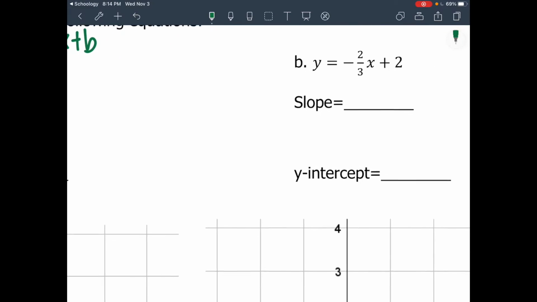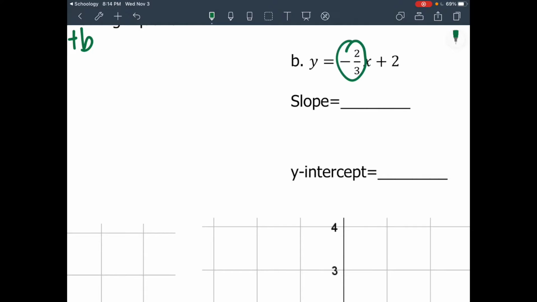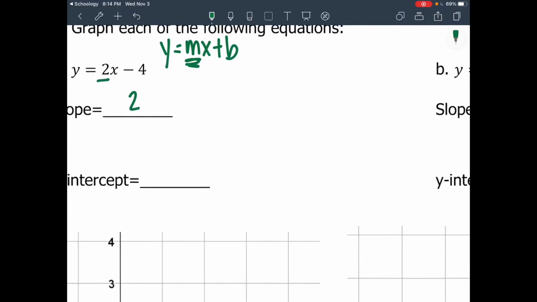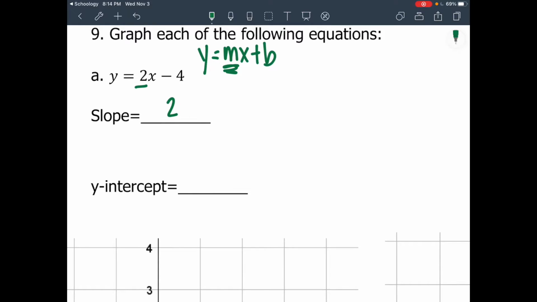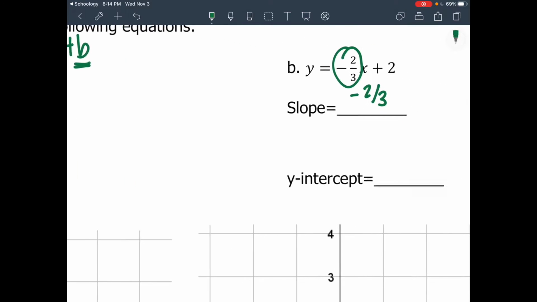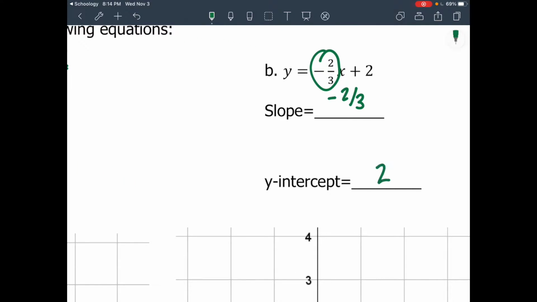And then on the other one, that would be negative 2/3. So make sure you're not forgetting the negatives. And then also be sure not to put the x's because that is not the slope, that goes after the slope. And then b is the y-intercept, so negative 4 for this one, and then positive 2 for this one.